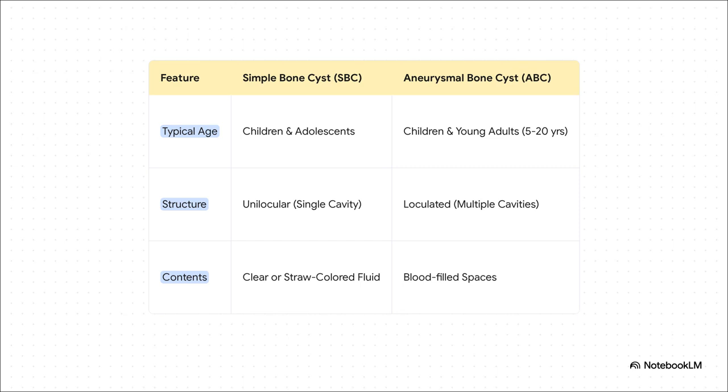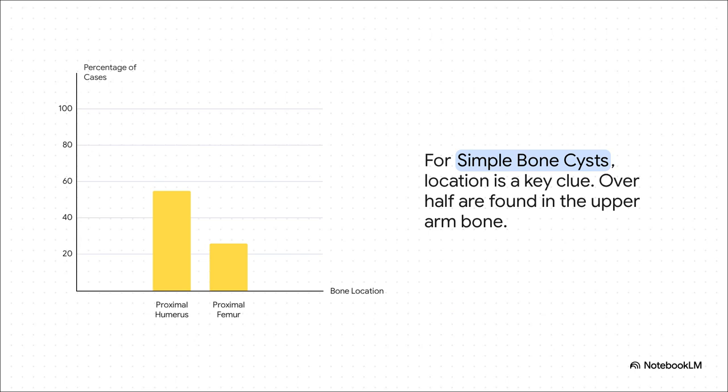The SBC is unilocular. That's just a fancy way of saying it's one single chamber, filled with clear fluid. The ABC, though, is loculated, meaning it's divided into multiple little cavities. And here's the kicker, they're filled with blood. So one is like a simple water balloon, the other is more like a blood-soaked sponge. Big difference.